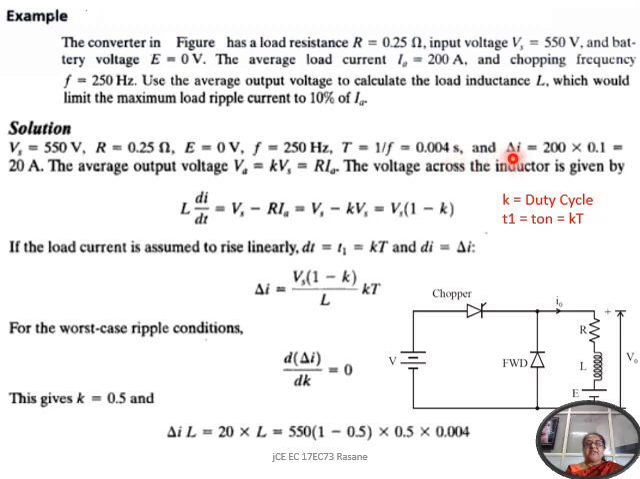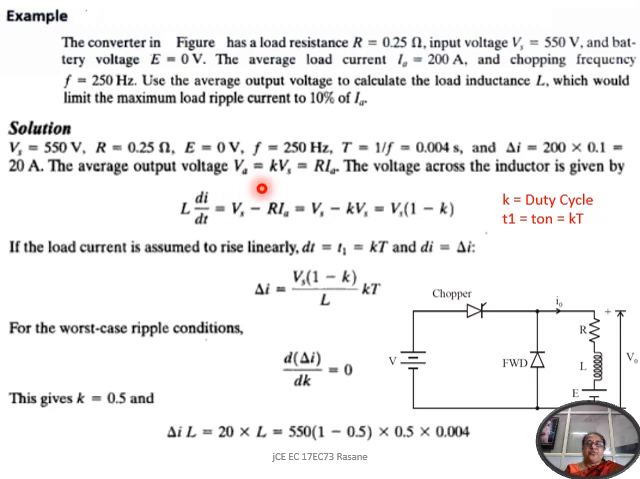And the ripple current delta I, they have told, maximum load ripple current is 10% of the average load current. So 10% means 0.1, which is equal to 20 amperes, right? So 200 into 0.1. Now, to calculate the average output voltage, we get the duty cycle, here K is the duty cycle. I have taken it from the Rashid book and he uses the notation K to represent the duty cycle. The other material is also from Rashid, but there I have used small d as the duty cycle, don't confuse.